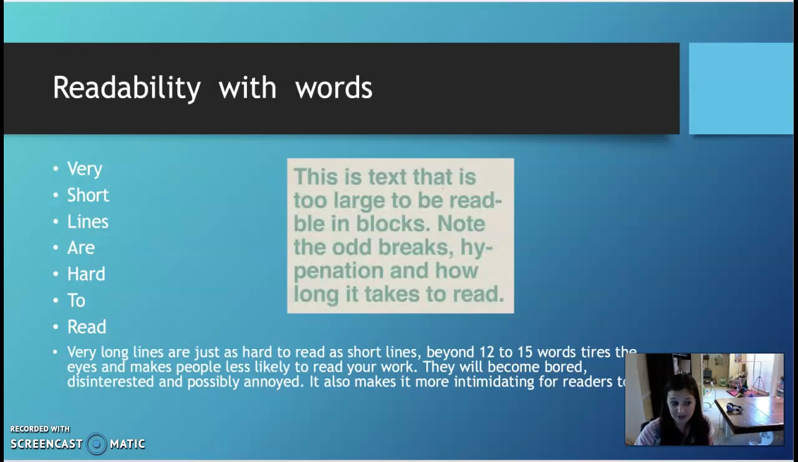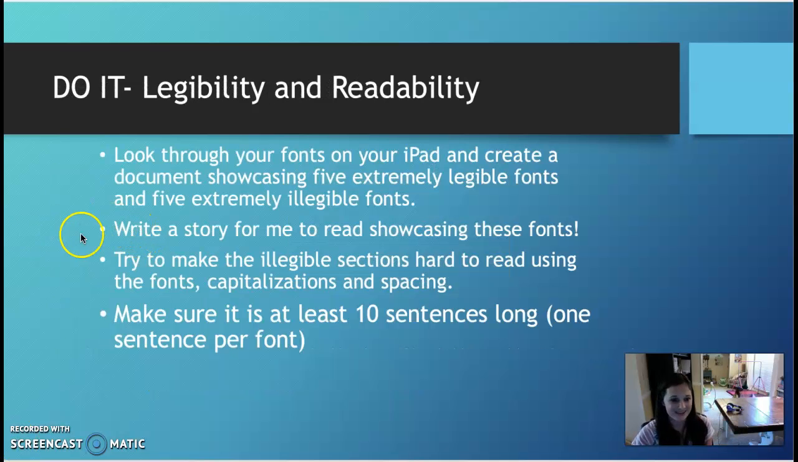Readability with words, continued. Very short lines are hard to read, just as well as very long lines. So if you're ever reading in class and you have something with really long lines, if you're reading out loud, you're probably going to underline the words. Here, I'll underline up here so that you don't miss it. Those are not good things. You want to break them into sections. This text here is also a problem because it's too large to be readable in blocks. So if you're going to do short blocks like this, you want to use a smaller font. And I guess I should use my mouse, not my finger. I'm getting used to this, guys, so hopefully I'll get better.